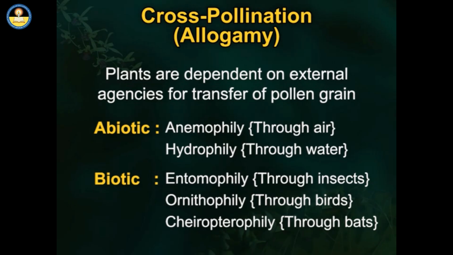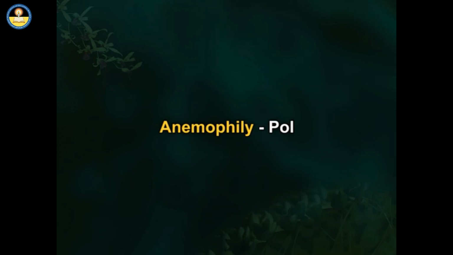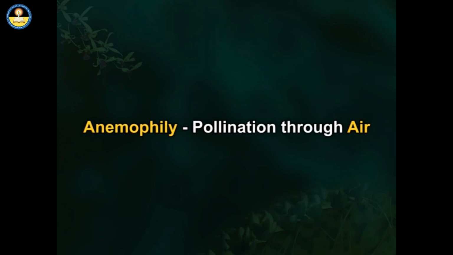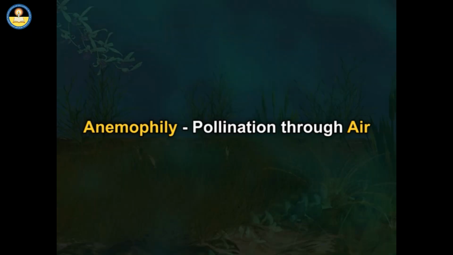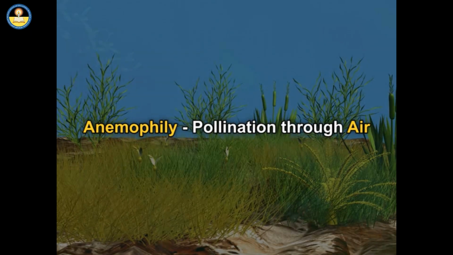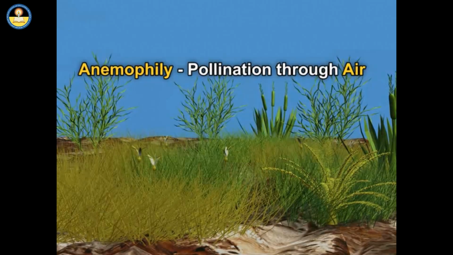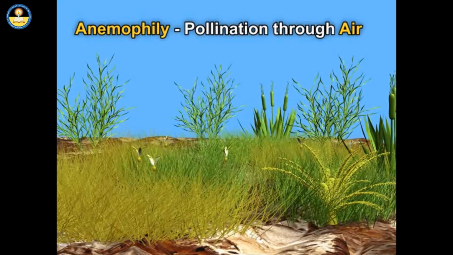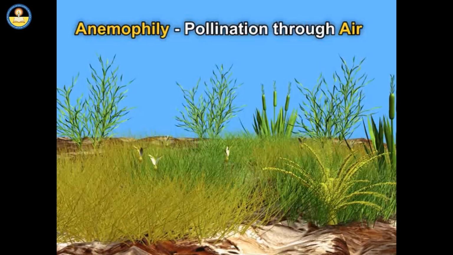Let us understand each with the help of visuals. Anemophily means pollination through air. It is the simplest form of pollination through wind. The wind-pollinated flowers show the following characteristics.